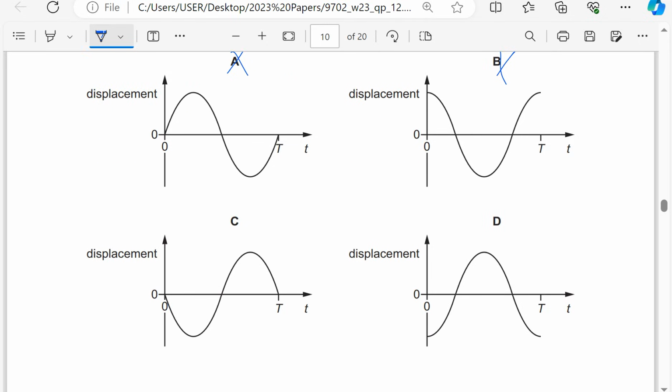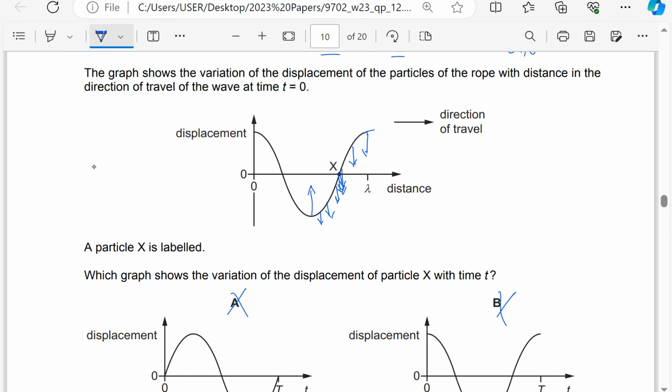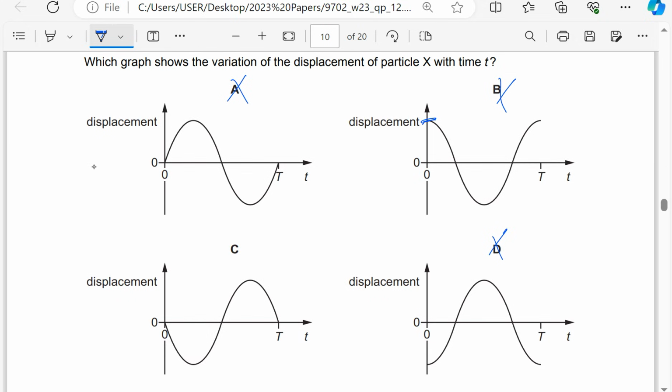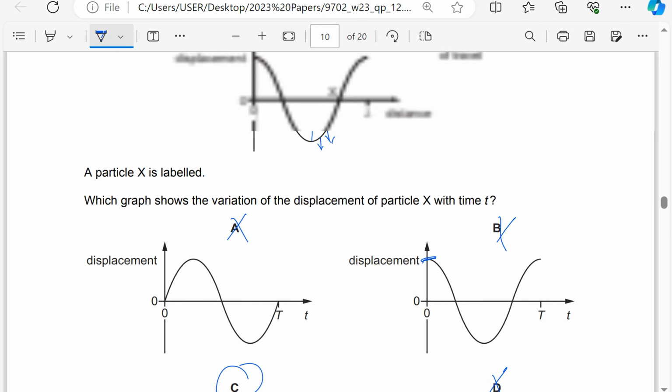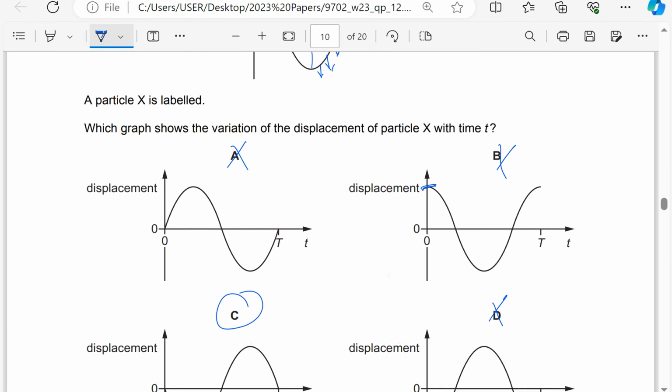Automatically, we have to look at D and C, but D is wrong because at t equals 0, remember the displacement was 0. So the graph starts from 0. Because at t equals 0 from this graph here, the particle is along the x-axis. So the displacement should be 0 at t equals 0. So B and D are automatically wrong because the displacements at t equals 0 are maximum. But then A and C, the answer is going to be C because when you look at the particle at t equals 0, it was just passing equilibrium. So it means the vibration is going to be down. So the answer is going to be C.